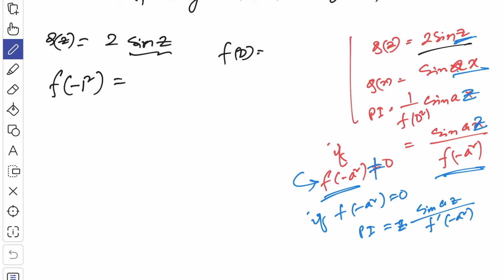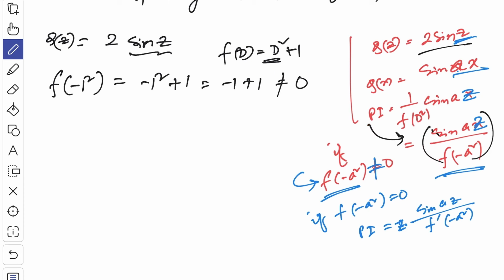So f of D, we have got D square plus 1, right? So let us put here, this D square should be replaced by minus 1 square. Remember that, minus 1 square. So the square is on 1 only, not on the whole minus 1. So minus 1 square plus 1, that's going to be minus 1 plus 1, that's equal to 0. That's why we cannot take this one as PI. So we have to go for this result, right?